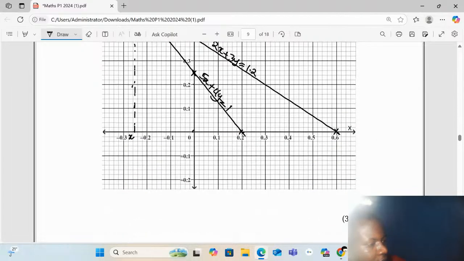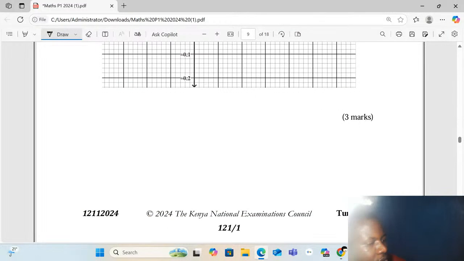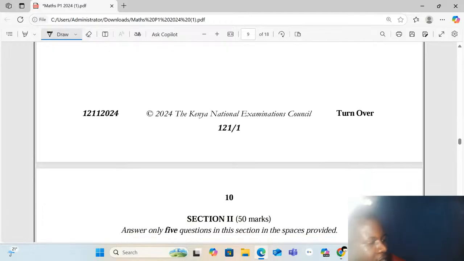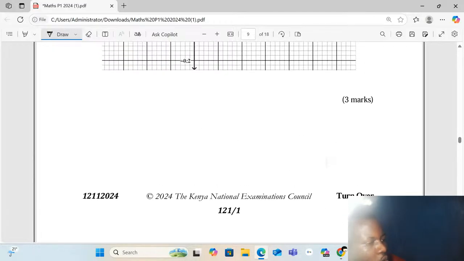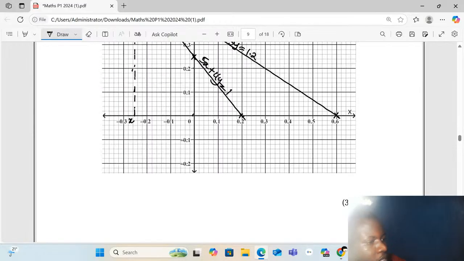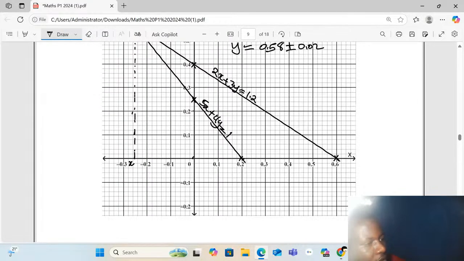Now that one brings us to the end of section A, or section 1 of the 2024 KCSE Paper 1 Mathematics.